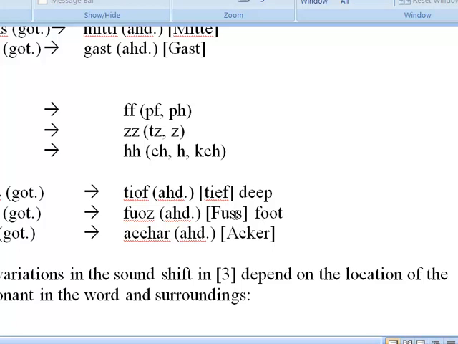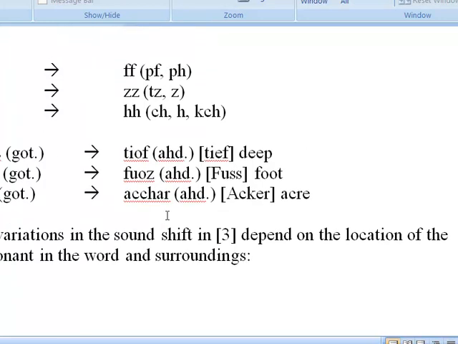The T becomes a double S in German from English. Here the P became an F and the D became a T. And then in the last example, Acker becomes Acker, and that in English is acre. So that one there's not a whole lot of difference.